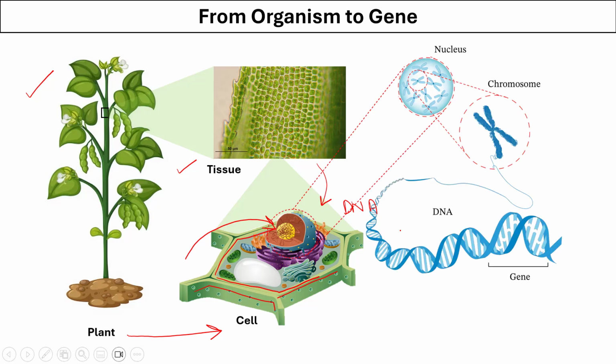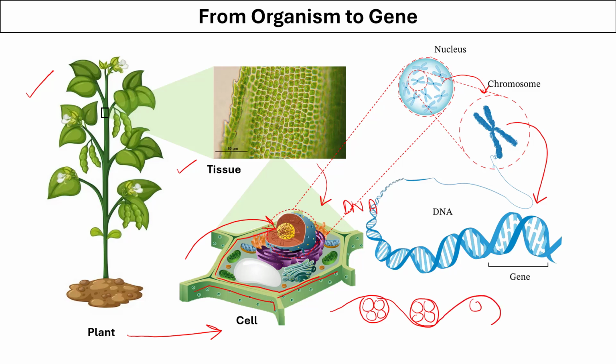So in the nucleus there are chromosomes. Chromosomes are the condensed versions of DNA. A very long strand of DNA is wound around some proteins to form chromatin, and chromatin condenses to form chromosomes.